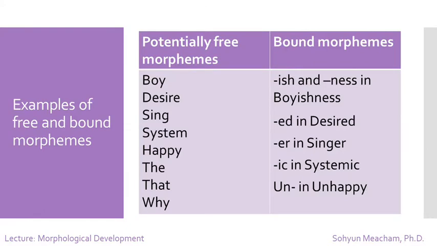Boy, desire, sing, system, happy, the, that, and why can stand alone and they are free morphemes. ISH and NESS in boyishness, ED in desired, ER in singer, IC in systemic are suffixes and bound morphemes. UN in unhappy is a prefix and a bound morpheme.